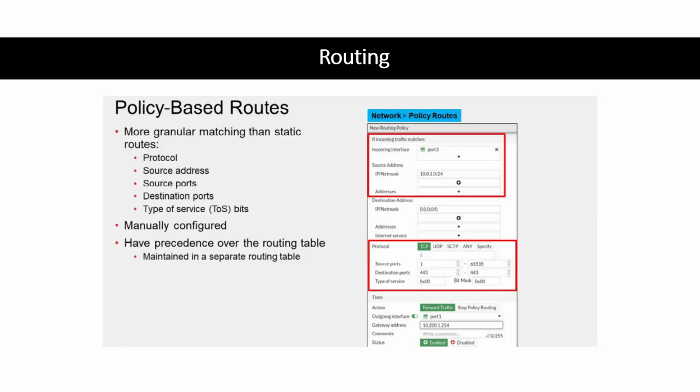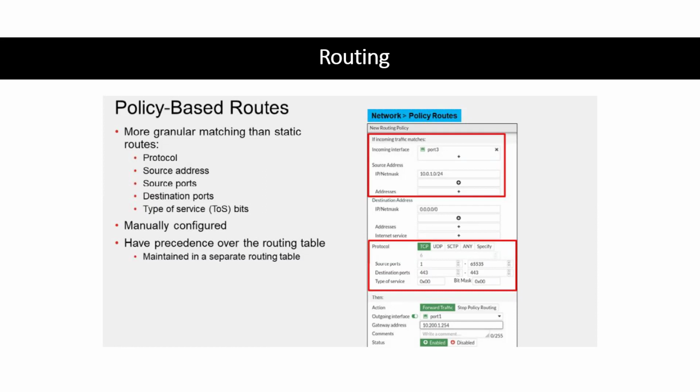Okay, perfect. All right, so let's talk about policy-based routes. Static routes are simple and they're used in small networks, not really huge networks. Policy-based routes give you a little more granular look, and you can set them up so that they match more than just a destination address.